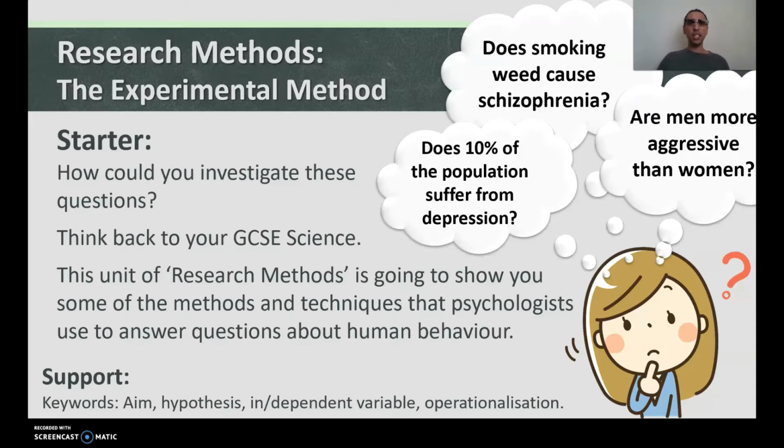Think back to your GCSE science, right? This unit of research methods is going to show you some of the methods and techniques that psychologists use to answer questions about human behavior, right? Here are some of the keywords we're going to be learning today: aim, hypothesis, independent and dependent variable, and operationalization. This should be familiar from your GCSE science. Let's get started, shall we?